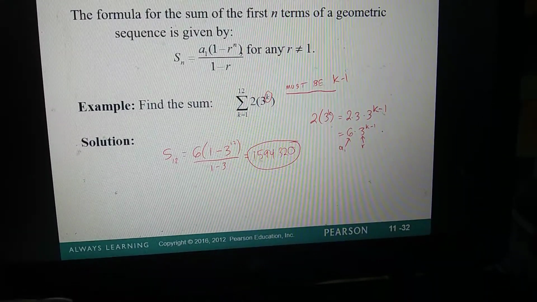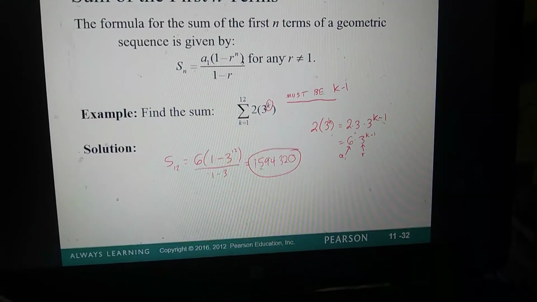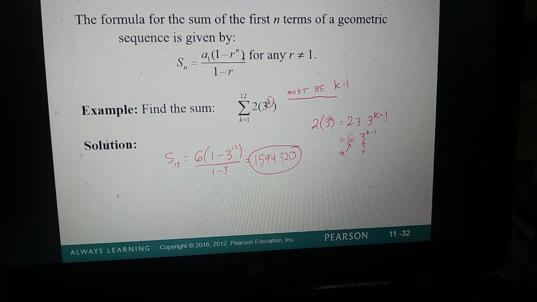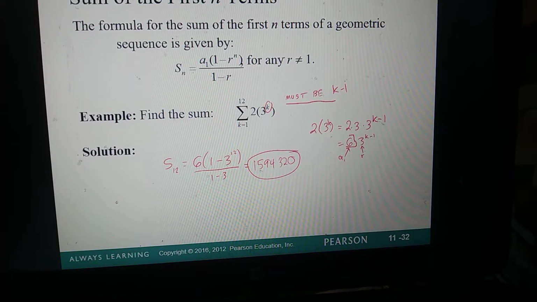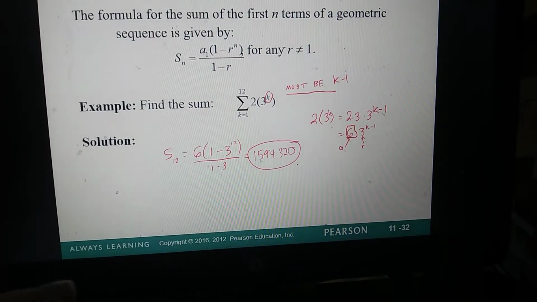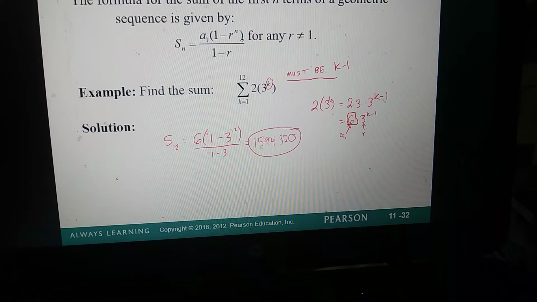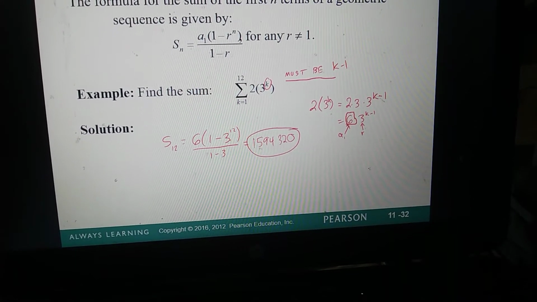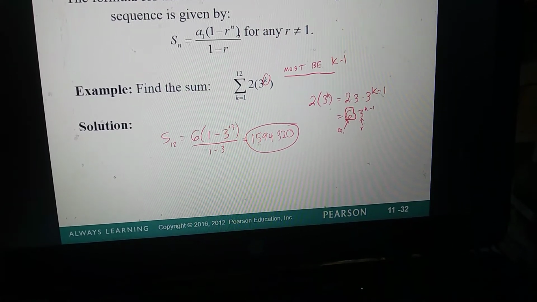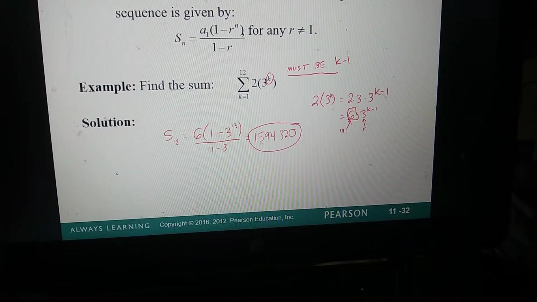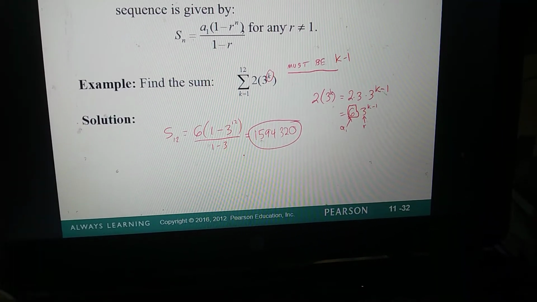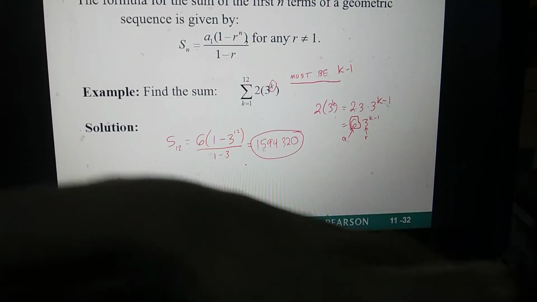But what this does is it puts it in its standard format, because before we would have guessed and said, oh, a sub 1 is 2. Well, it's actually not. A sub 1 is actually 6, because that has to be the first term. So we plug it in the formula. 6 goes here first because of the a sub 1, and then 1 minus r. So our common ratio is 3 to the 12, because we're looking for the 12th term, and then divided by 1 minus 3. We get a really big number.